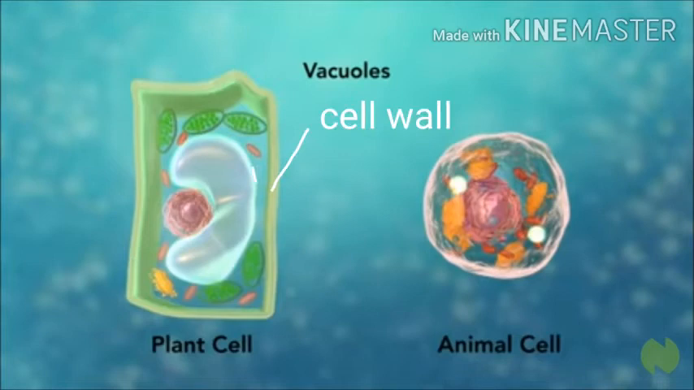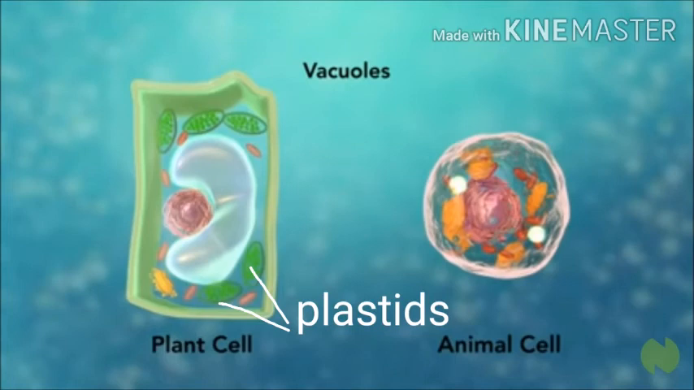The outermost covering in the plant cell is called the cell wall, which is made of cellulose. It gives shape to the cell and provides protection to the cell. It gives rigidity and is also not present in animal cells.